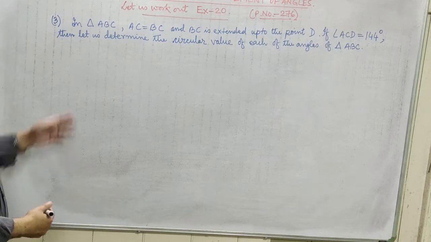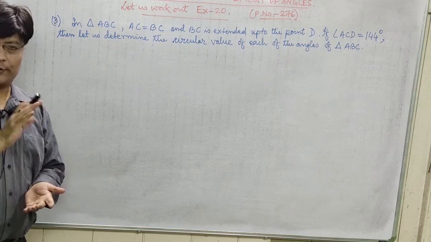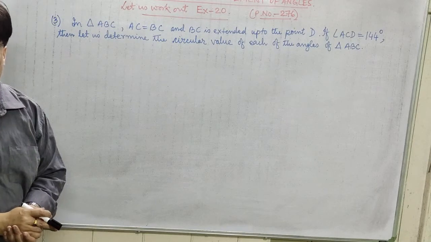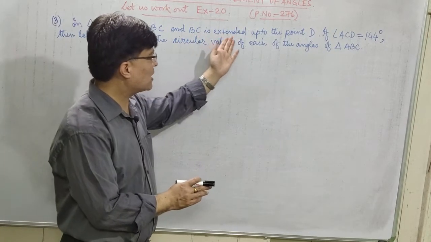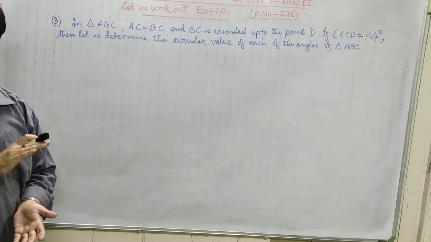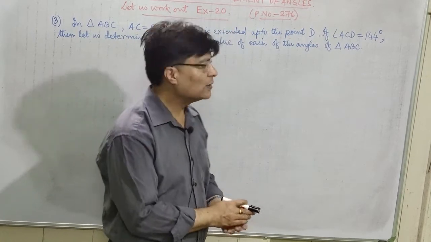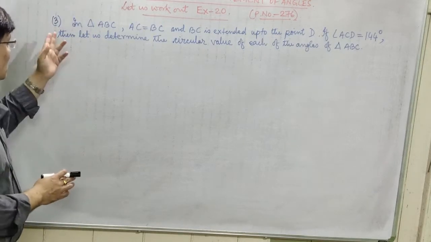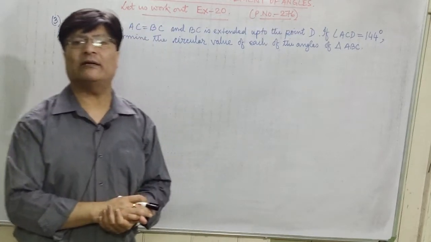So now we'll do the next question, that is question number 3. In triangle ABC, so there is a triangle ABC, AC is equal to BC, that is the two sides are equal, and here BC is extended up to the point D. The side BC is produced up to the point D, and in the question it is given that if angle ACD is equal to 144 degrees, then let us determine the circular value of each of the angles of triangle ABC.